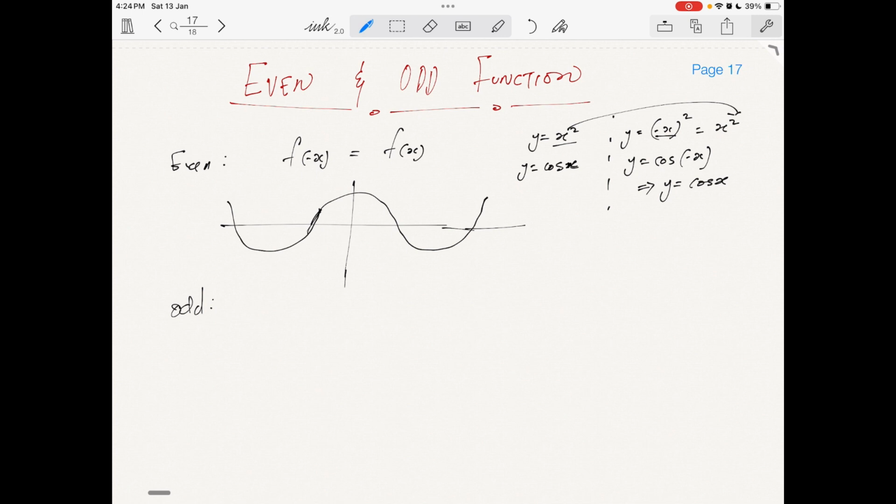Now, one of the characteristics of even functions is that they are symmetric with respect to the y-axis. If we emphasize the y-axis, we can see that whatever is on the right hand side is similar to what is on the left hand side. So it is symmetric with respect to the y-axis.